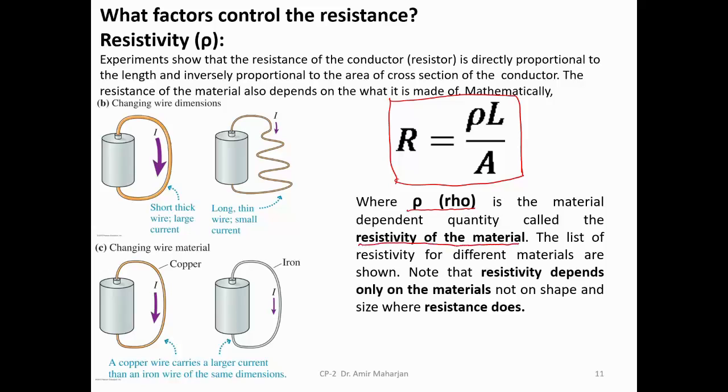It's just like density. The symbol is the same, but it's quite different. It's called resistivity in electricity. Rho means resistivity of the material. It's different for different materials. L is the length of the conductor, the length of the wire. A is the area of cross section, which is pi r squared, right?